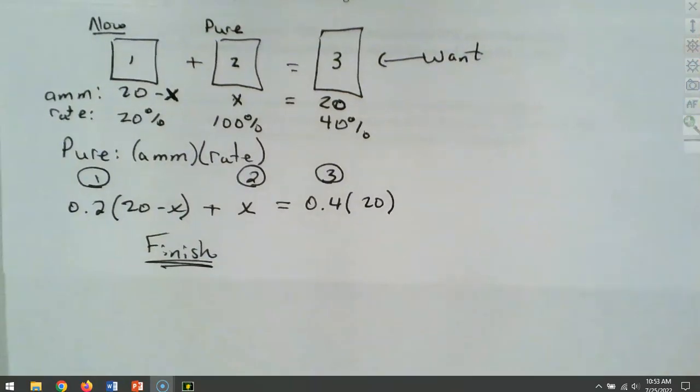And you can finish it. Because I don't see any sense in finishing it. You got it worked out.